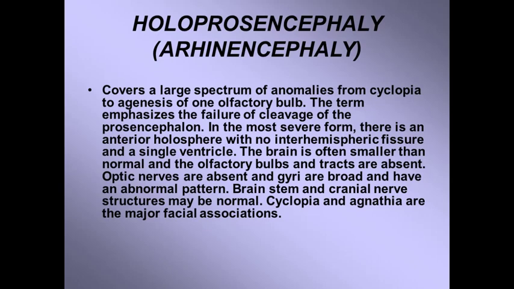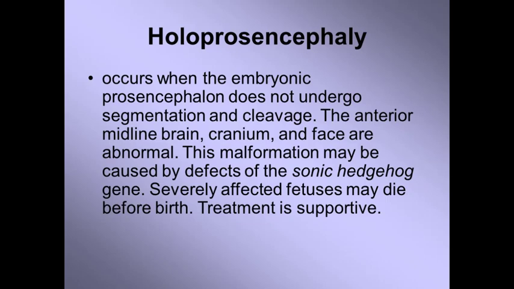Optic nerves are absent, and gyri are broad and have an abnormal pattern. Brainstem and cranial nerve structures may be normal. Cyclopia and agnathia may be major facial associations. It occurs when the embryonic prosencephalon does not undergo segmentation and cleavage. The anterior midline brain, cranium, and face are abnormal. The malformation may be caused by a defect of the sonic hedgehog gene. Severely affected fetuses may die before birth.